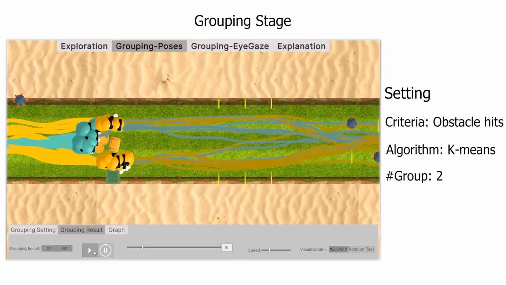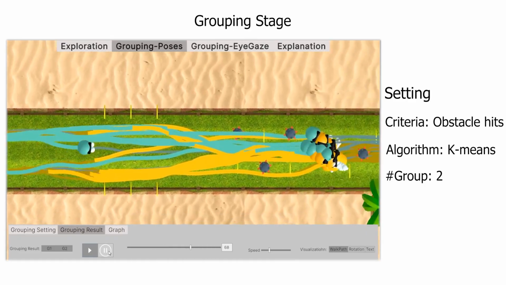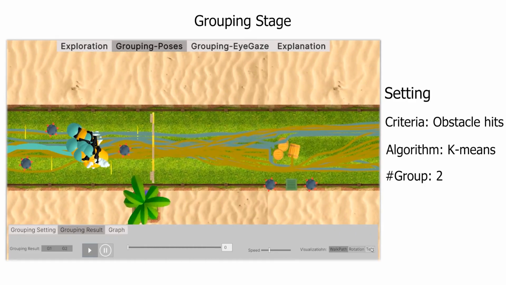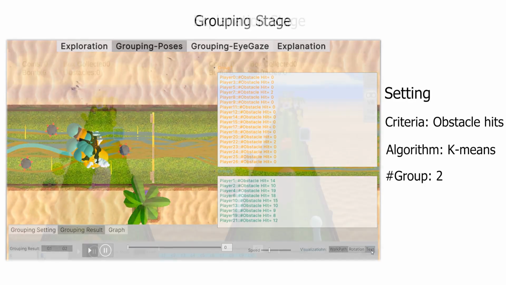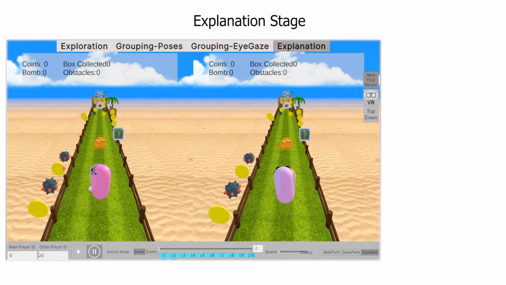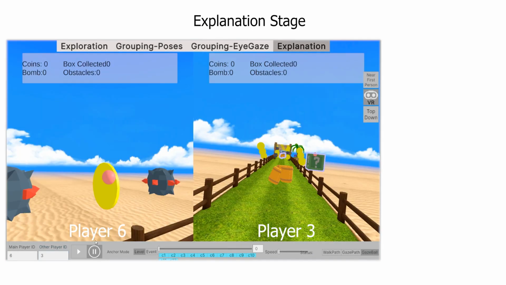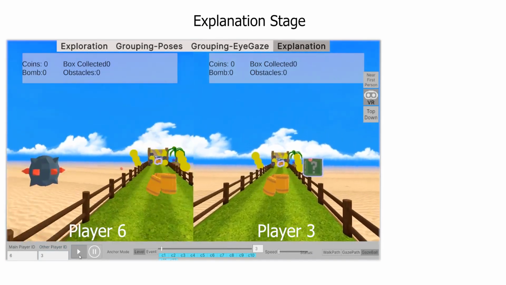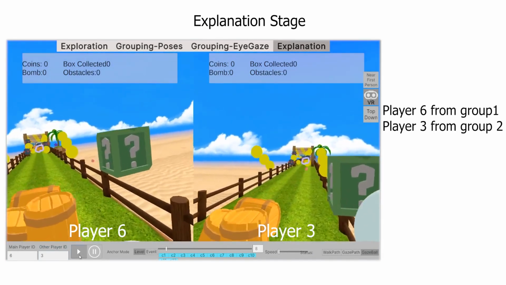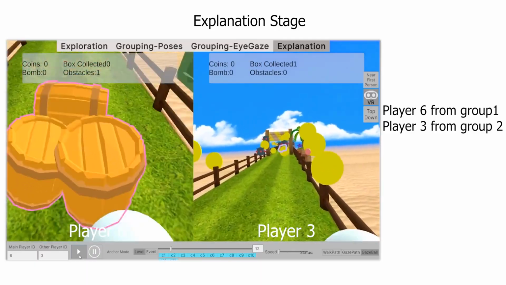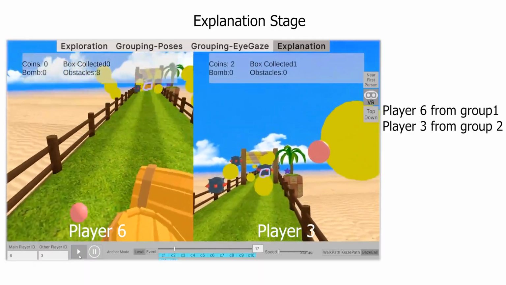Now she can select a group and replay the data, focusing on the group of players who are struggling. To further understand why this obstacle is challenging for one group of players, she transitions to the explanation stage. Here, she compares player 6, who frequently collided with the obstacle, to player 3 from their group.